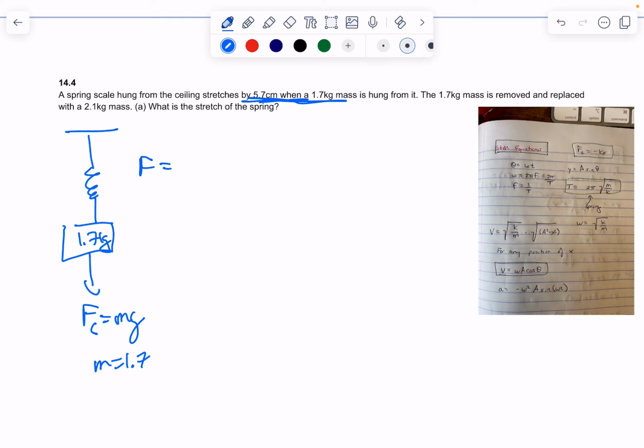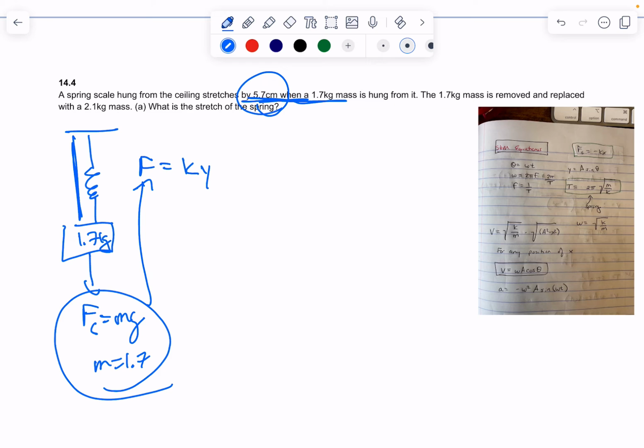Remember, the force is also equal to k times y, since this right here is in the y direction, or change in y. So we know the force from this equation. You plug that in here, and then the y was 5.7 centimeters. I did convert that to meters, and then you can find the spring constant. Got it?